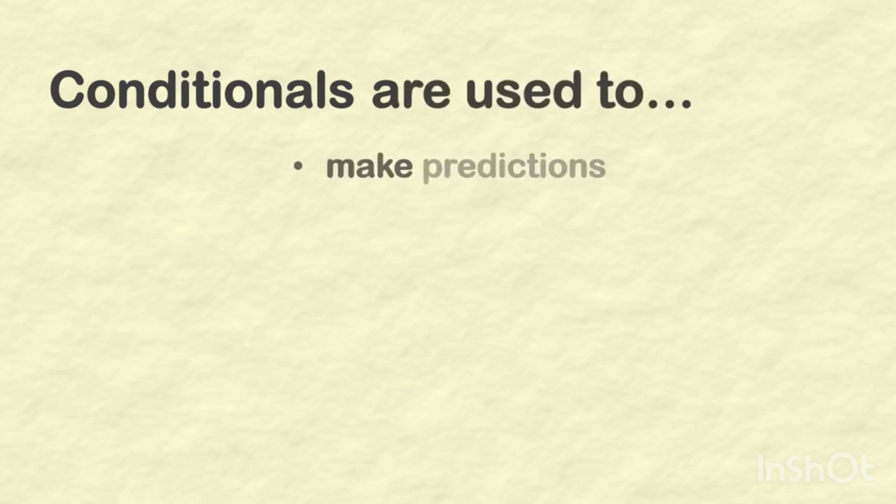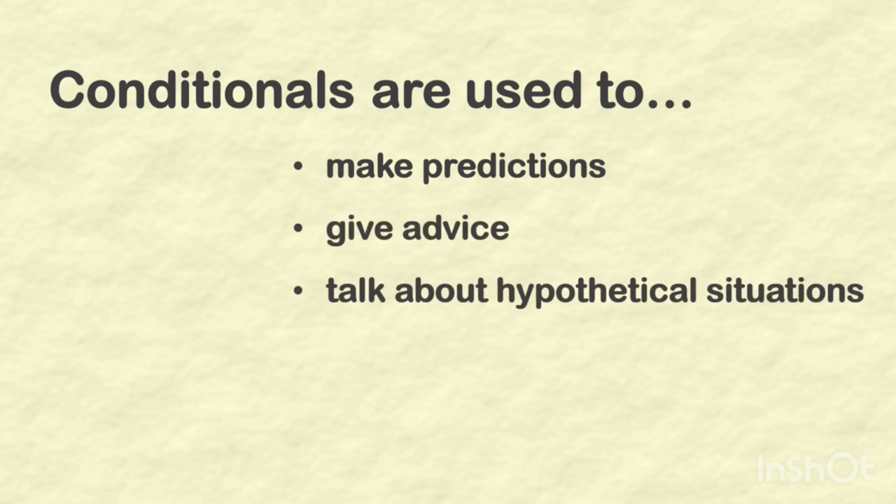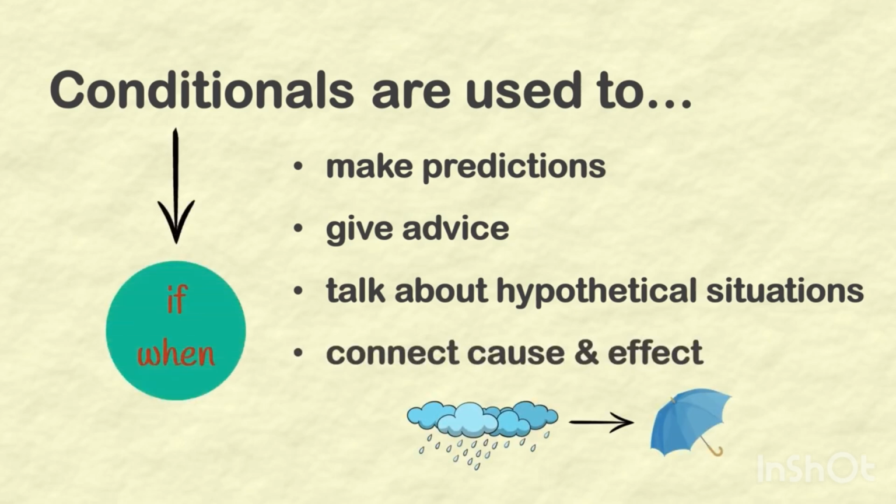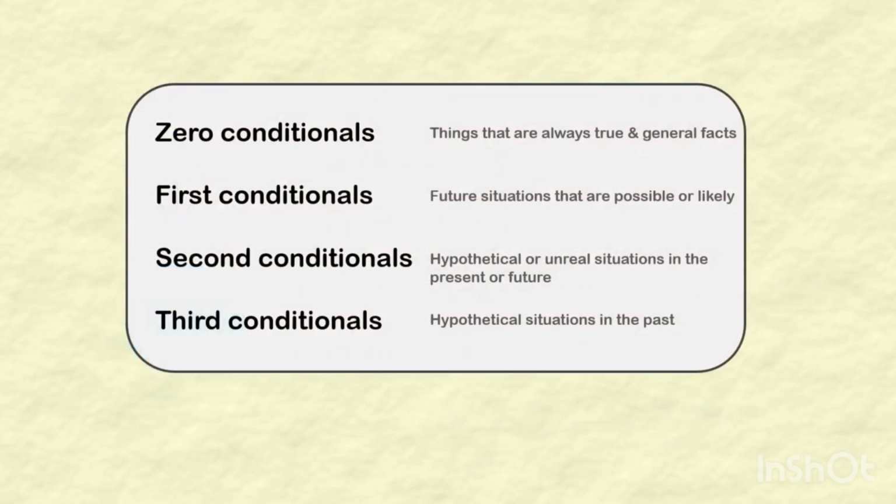First conditional. Conditionals are an important part of English. We use them to make predictions, to give advice, and to talk about hypothetical scenarios. Conditionals help us connect cause and effect. Conditionals generally use if or when to introduce conditions, but other words or phrases can also be used. There are 4 different types of conditional sentences. In this video, we're going to look at first conditionals.